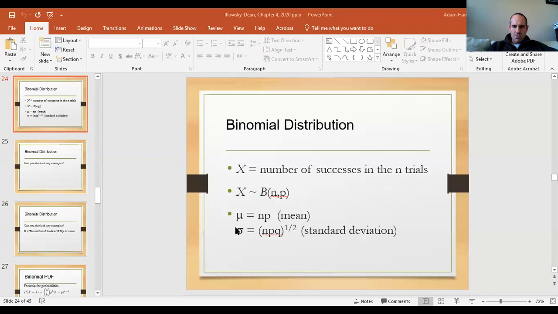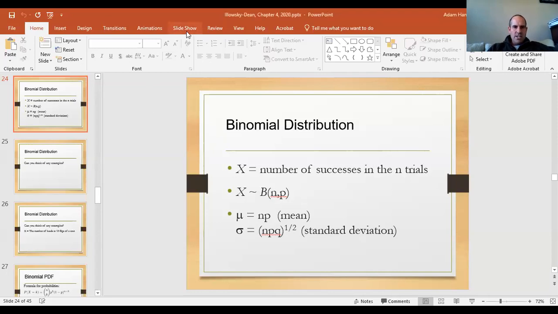What I was just saying was, that's how we get this formula right here in the binomial distribution. We compute sigma squared by taking the expected value of x squared, and we subtract off the square of the expected value. And I'm telling you, you get npq.